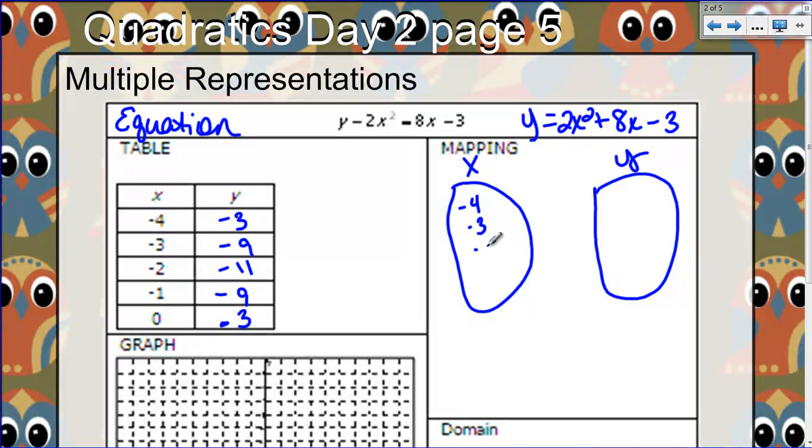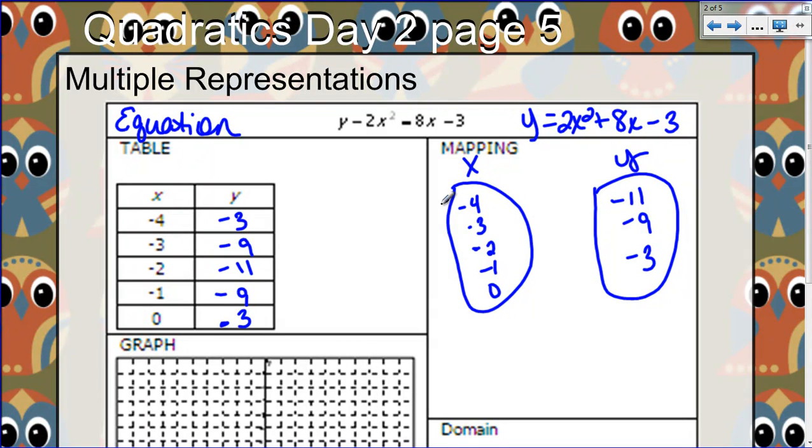-4 to 0. But my y values need to also be in least to greatest order, and I don't write repeaters. And so the smallest one was -11. And then I had two -9s, but I'm only going to write it once. And then I also had two -3s, which I'm also only going to write once. And so now I'm going to just draw my mapping.